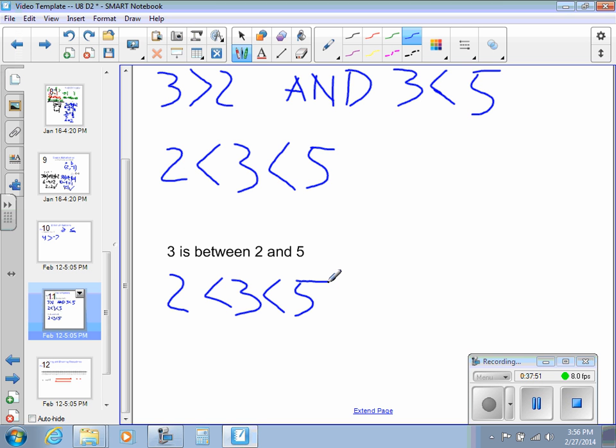Now, just a warning, if the inequalities were flipped the other way, that doesn't work, unless we also were to flip which end the smallest one and which end the largest one is on. And we don't usually do it that way. We usually go from smallest to largest and use less than symbols.